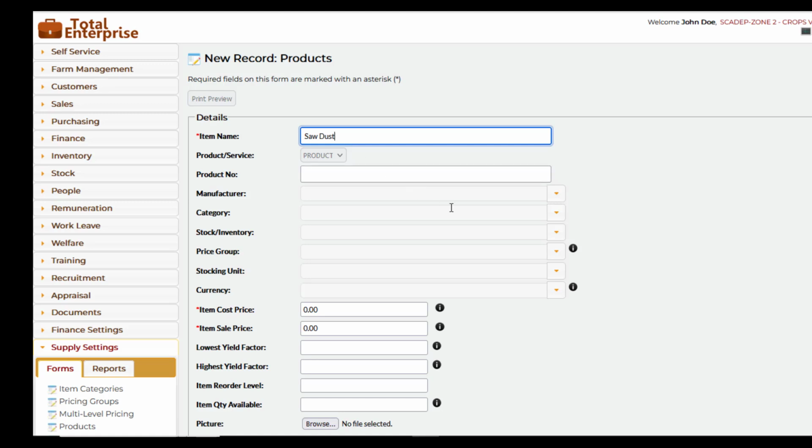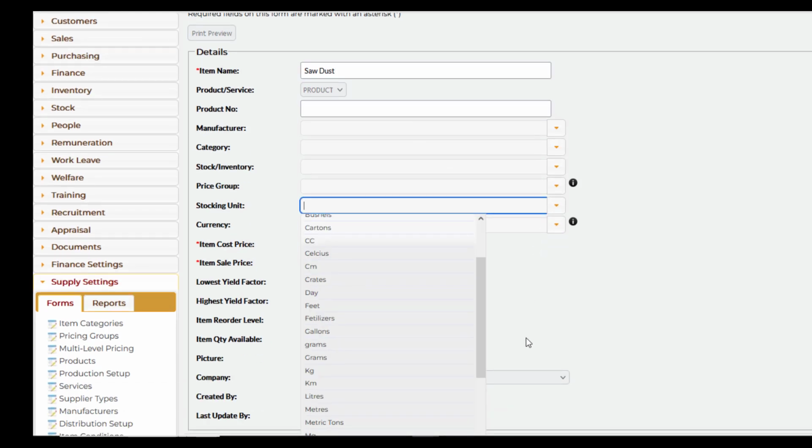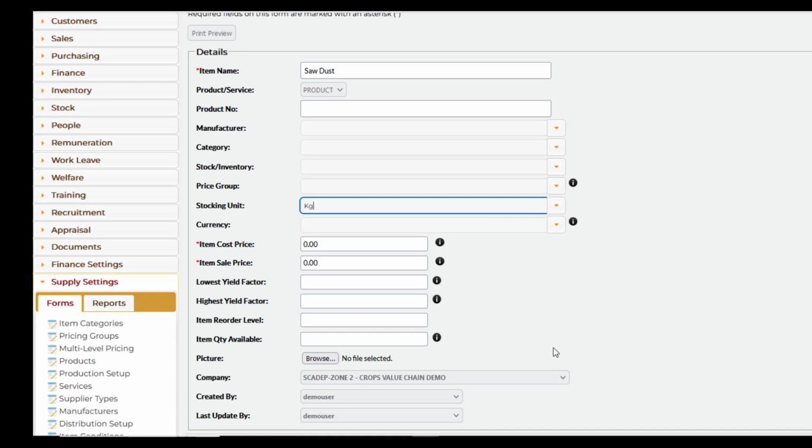I don't have to choose kg here as the stocking unit, because I can't buy 15.56 units of sawdust. I can't buy 15.56 kg of sawdust. That makes a lot of sense. It's clear. I can only buy what the manufacturer has standardized: a 50 kg bag, a 25 kg bag, maybe a 100 kg bag. That's it.